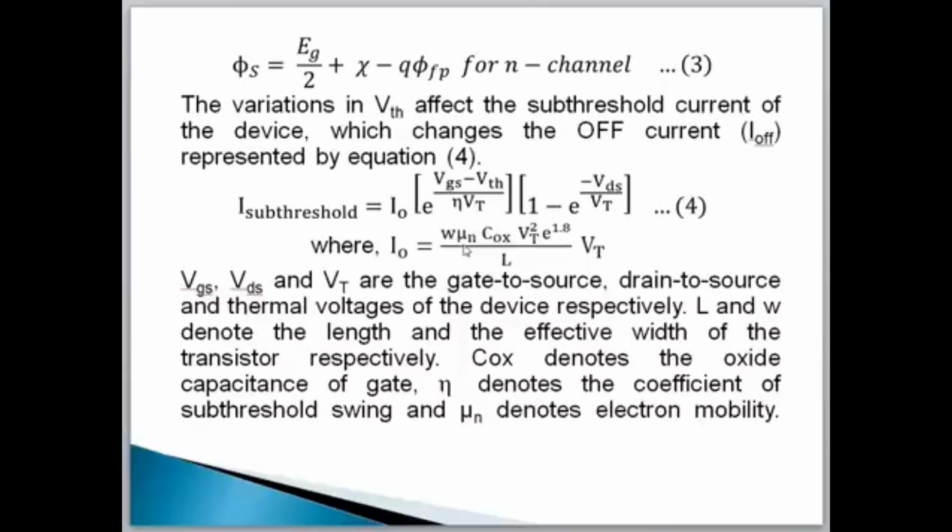W by L, mobility of the electron, oxide capacitance, thermal voltage, here e to the power minus 1.8, and VT the thermal voltage. VGS, VDS and VT are the gate-to-source, drain-to-source, and thermal voltage of the device respectively. L and W denote the length and the effective width of the transistor respectively. Cox denotes the oxide capacitance of the gate. Eta denotes the coefficient of the subthreshold swing, and mu n denotes the electron mobility.